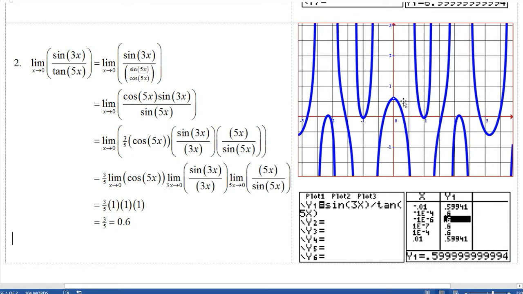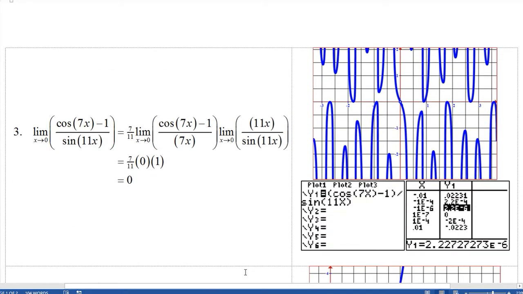Again, we checked it with Graphmatica here, and you can see the hole in the graph right there at 0, 3/5. And we can see that it is 3/5 numerically by plugging it in our graphing calculator and seeing that this is getting closer and closer to 0.6 for y as the x is getting closer and closer to 0.